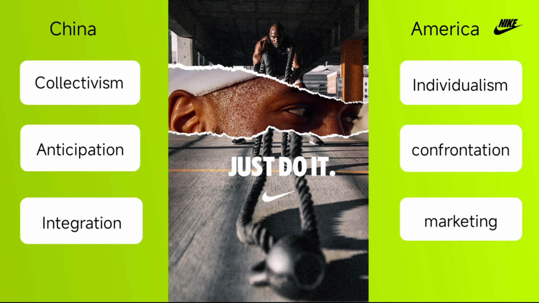For the US, I sum it up with individualism, confrontation, and marketing. First, the focus is on female athletes, showing how they break gender biases and pursue self-worth, which shows individualism. Second, confrontation fits because the ad tackles female stereotypes head on with a strong stance. Third, the marketing works as it uses the hot gender equality issue in the West to promote the brand and boost its US influence.